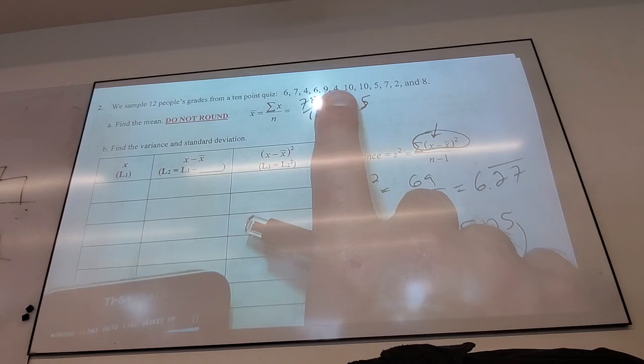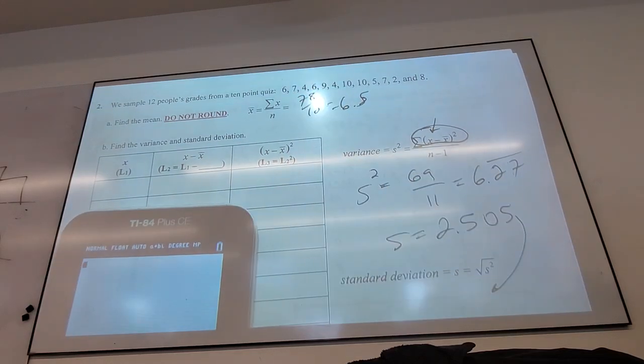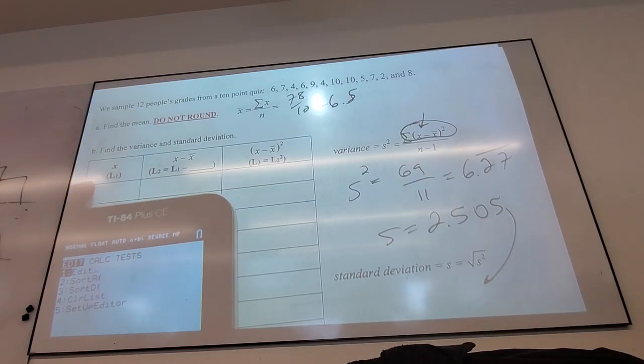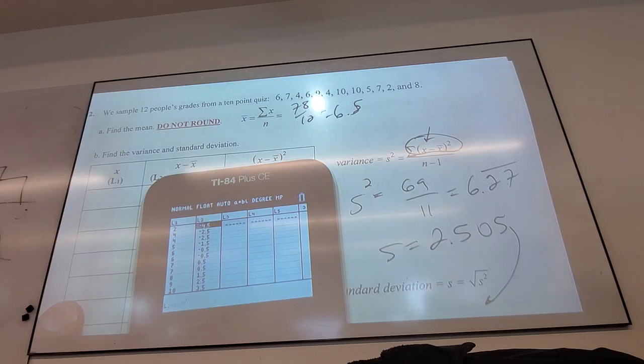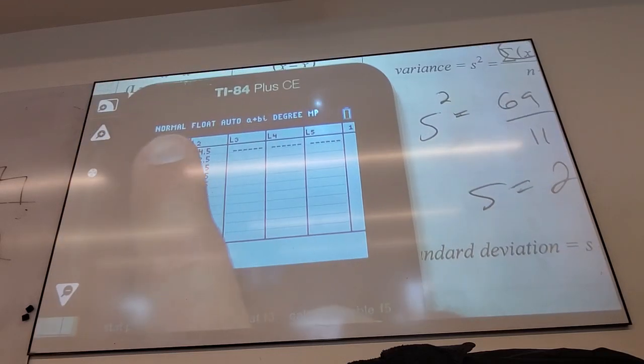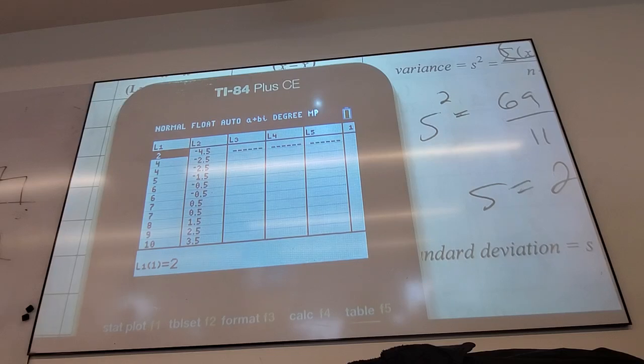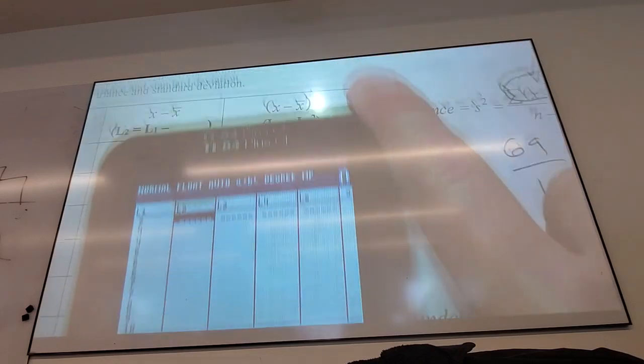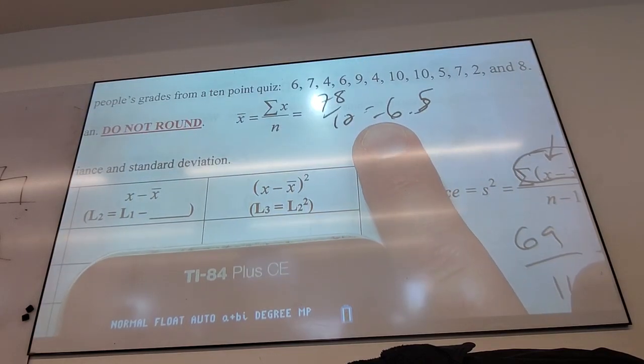So we put these, what did we do with this data? Put it in the calculator. Put it into list one. So there it is, and then we sorted it, yes? And sorting, we should all be cool with that. Let me clear this. We got the mean to be 6.5, yes?